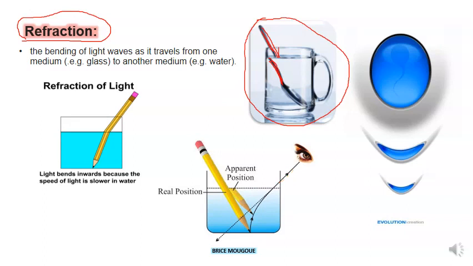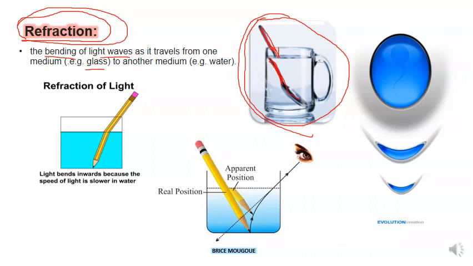So when you have a spoon in a glass of water, the reason why you see it bent like this, or completely detached, without a clear form anymore, is because of the phenomenon we refer to as refraction. Refraction is the bending of light waves as they travel from one medium, could be glass, for example, to another medium, for example water, of different refractive indices.